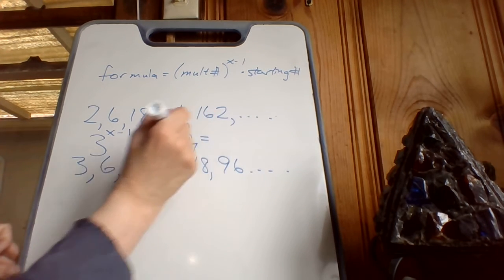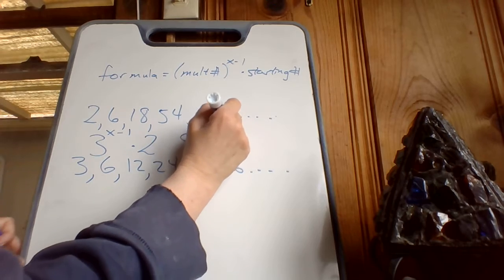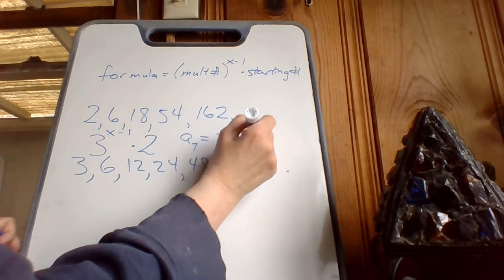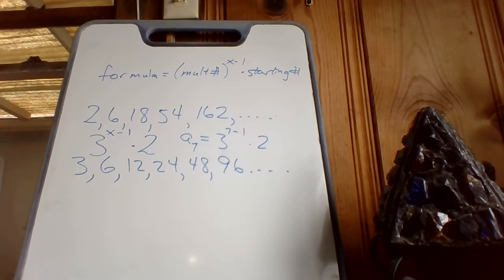All right, and then it says I'm supposed to find a 7. So I'm supposed to find the 7th one. 3 to the 7 minus 1, and then times 2. So 3 to the 6 times 2. Definitely getting a calculator for that. 3 to the 6 is 729, and then times 2 is 1458.